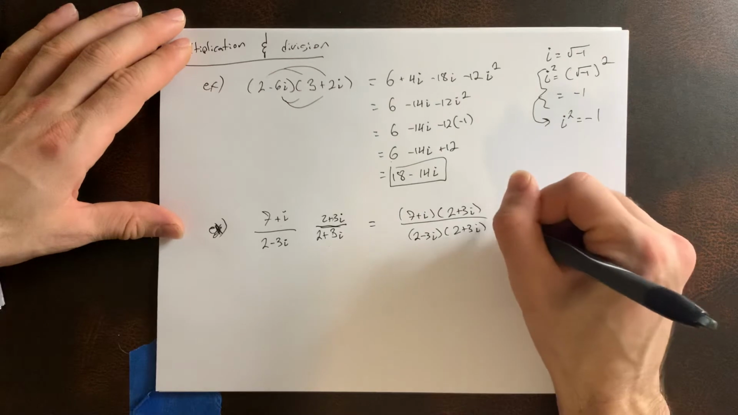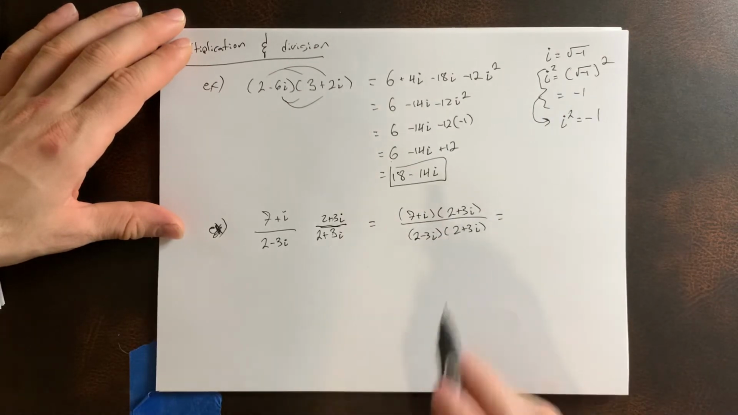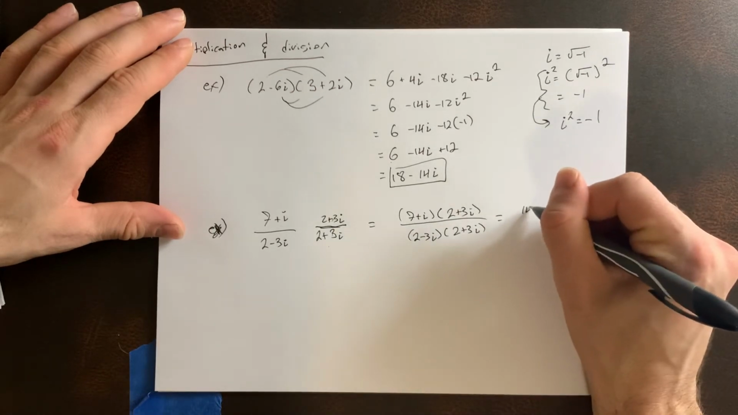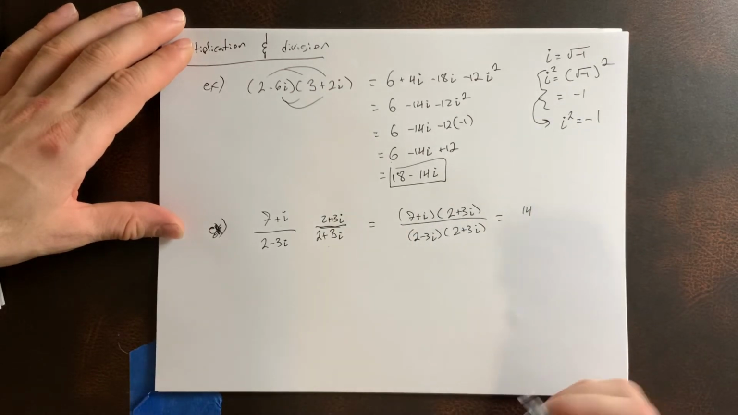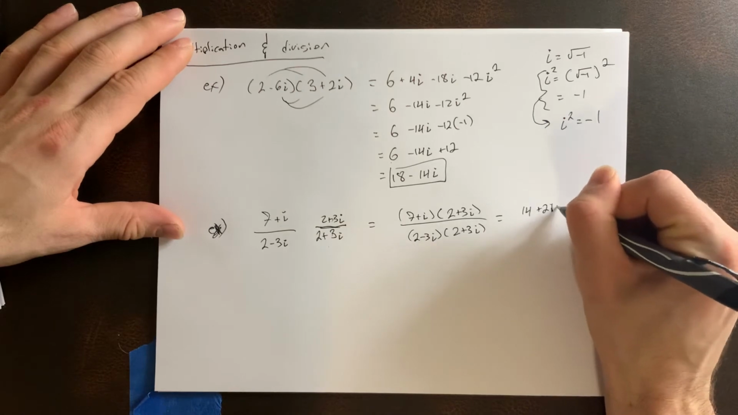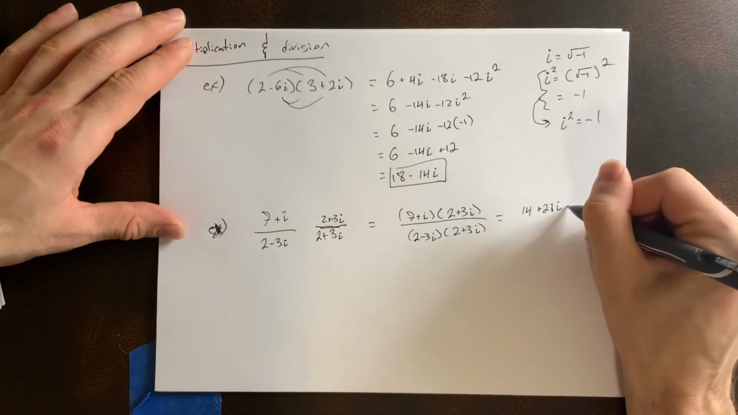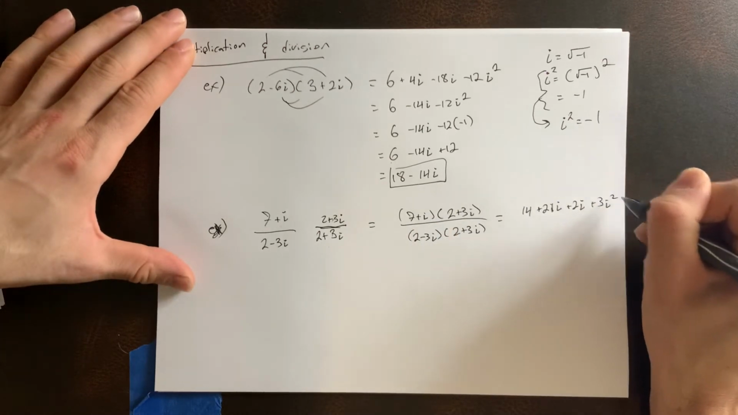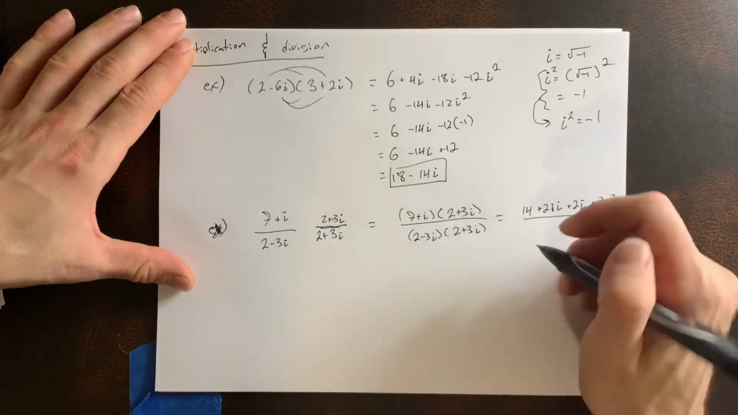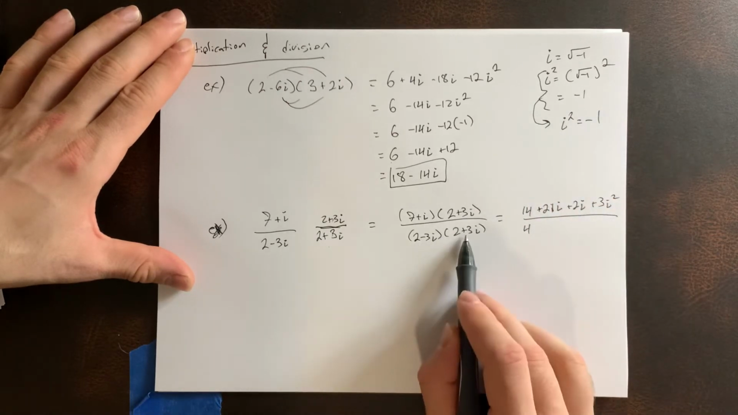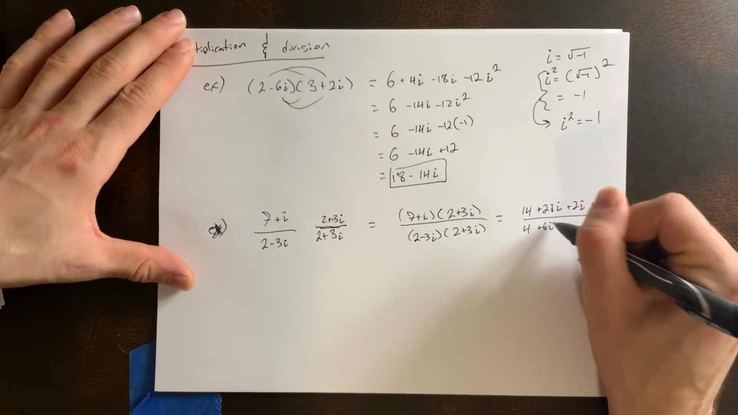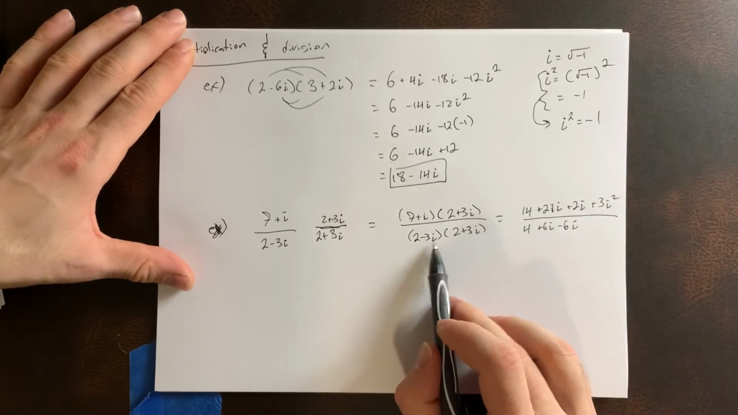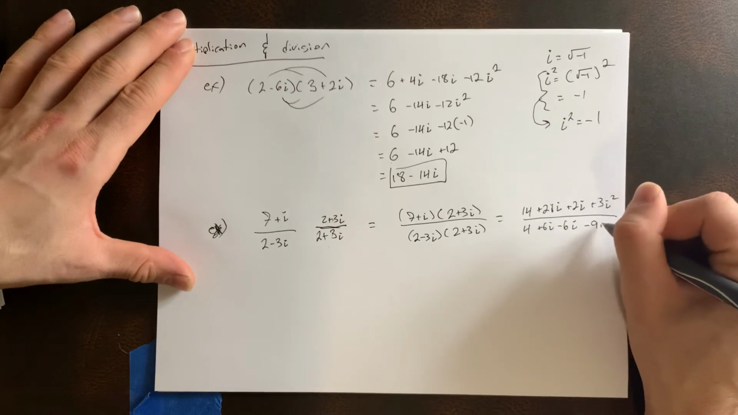Now we just continue like we did before. We multiply these two top ones together and these two bottom ones together. On the top, we get 7 times 2, which is 14. 7 times 3i, which is 21i. i times 2, which is 2i. i times 3i, which is 3i squared. On the bottom, we get 2 times 2, which is 4. 2 times 3i, which is 6i. Minus 3i times 2, which is minus 6i. Minus 3i times 3i is going to be minus 9i squared.